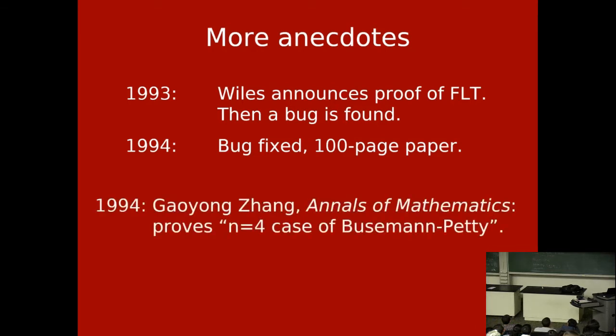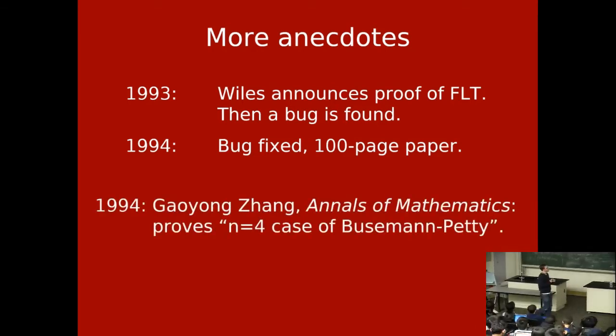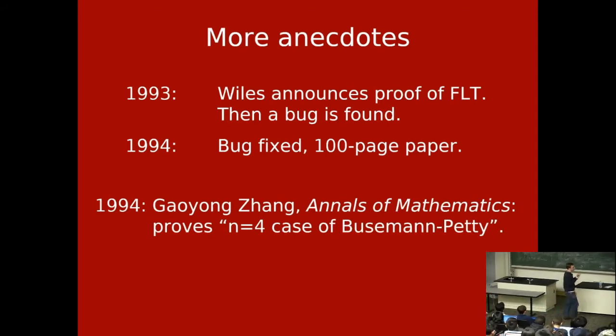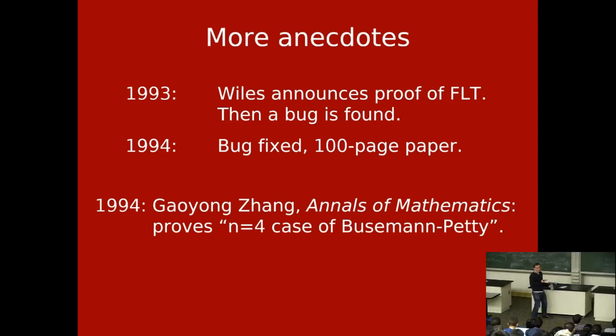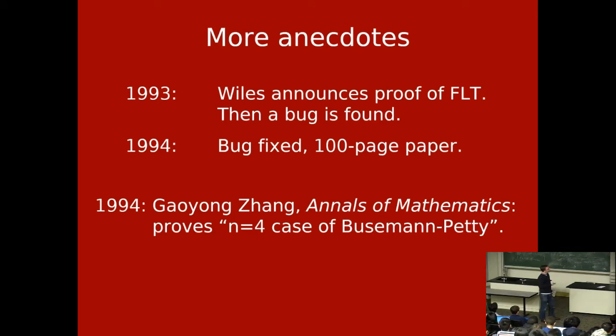Here's another one. There's a pretty nice geometric problem called the Busemann-Petty conjecture. It's not important what it is. It's actually not so hard to understand. And it has different cases. And the last case that wasn't resolved was n equals 4. And this mathematician Zhang proved it in 1994. And this is in the most famous mathematics journal, Annals of Mathematics.